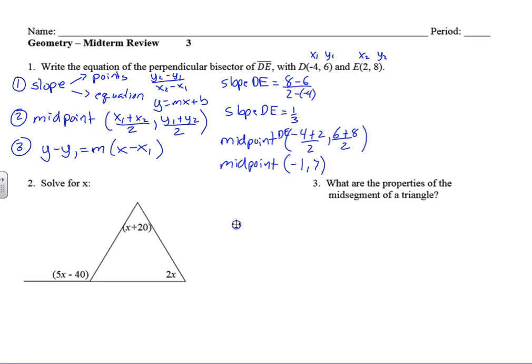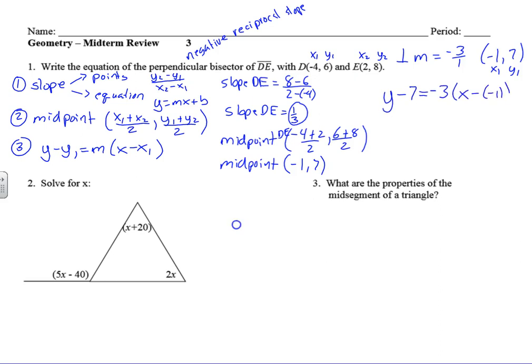So we're trying to write the equation of the perpendicular. When we see perpendicular, we should think negative reciprocal slope. So our perpendicular slope, or our perpendicular m, is going to be negative 3 over 1. I take this 1/3, switch the sign and flip the fraction. And then our point, negative 1, 7, is going to be our x1, y1 for our point-slope formula. So y minus y1 equals m times the quantity of x minus x1.